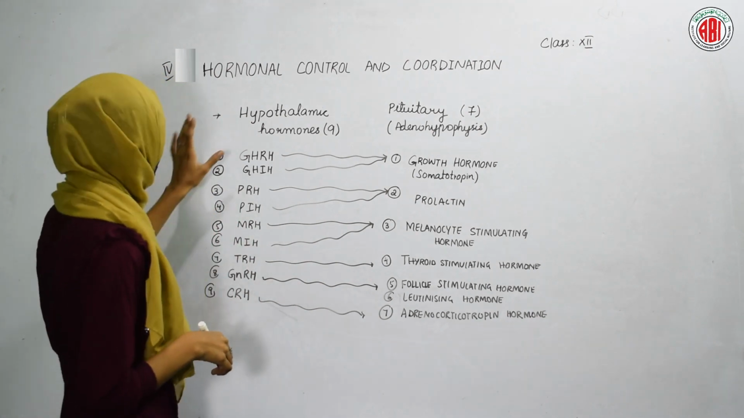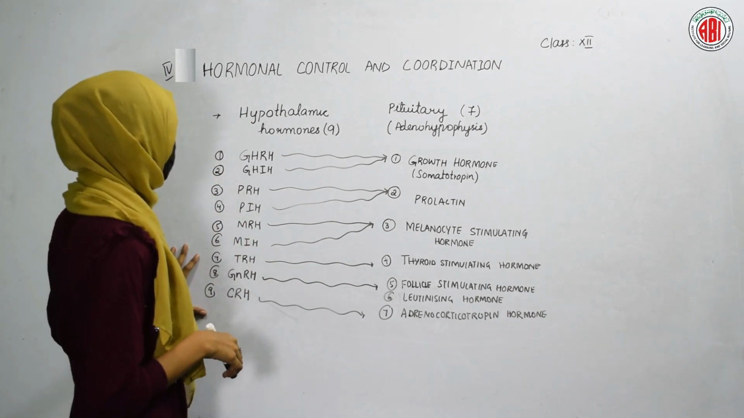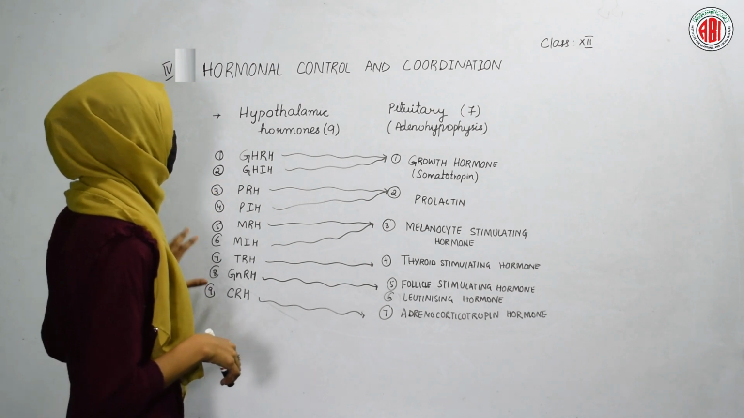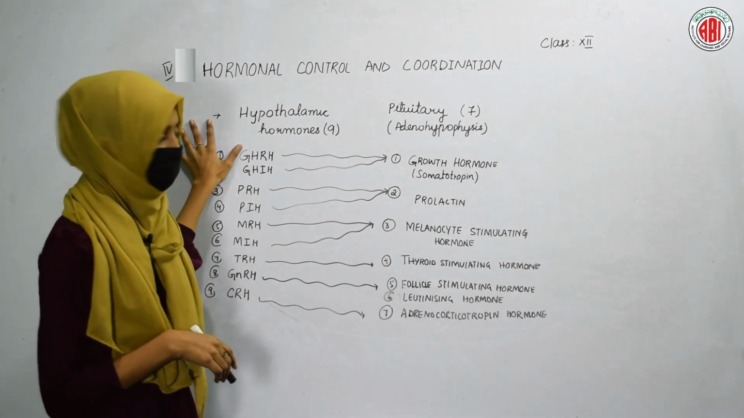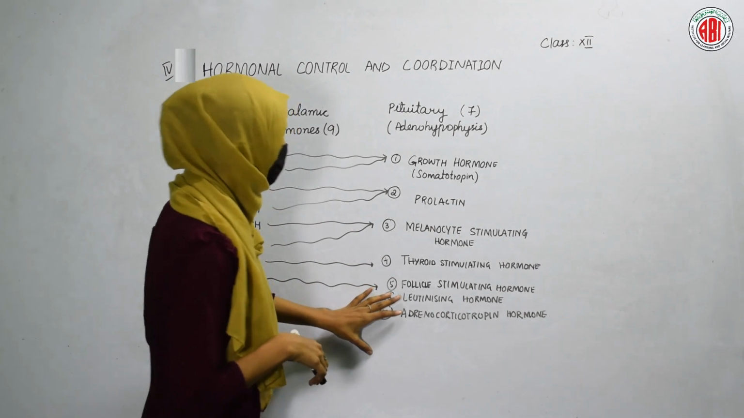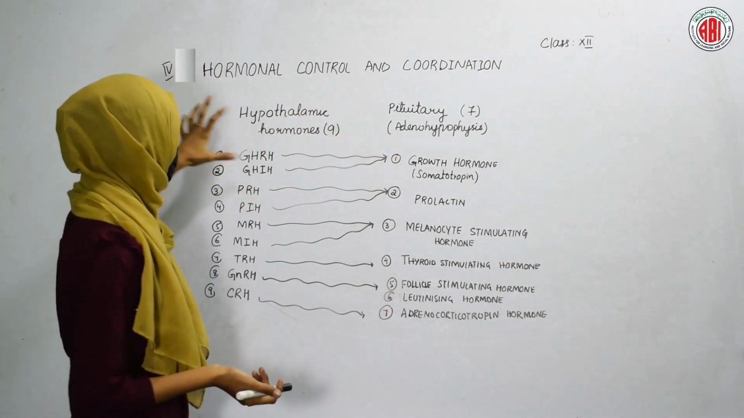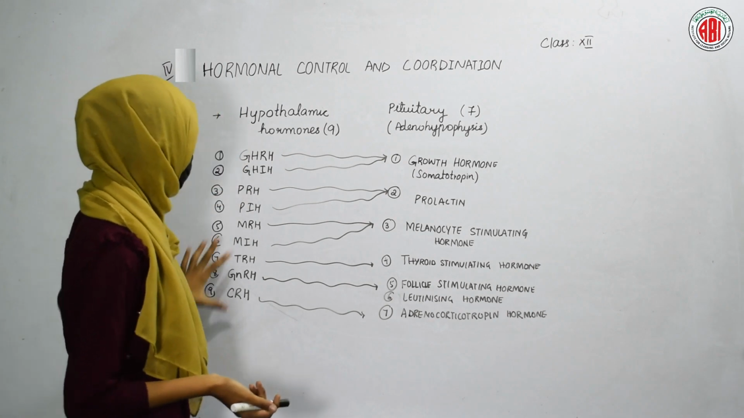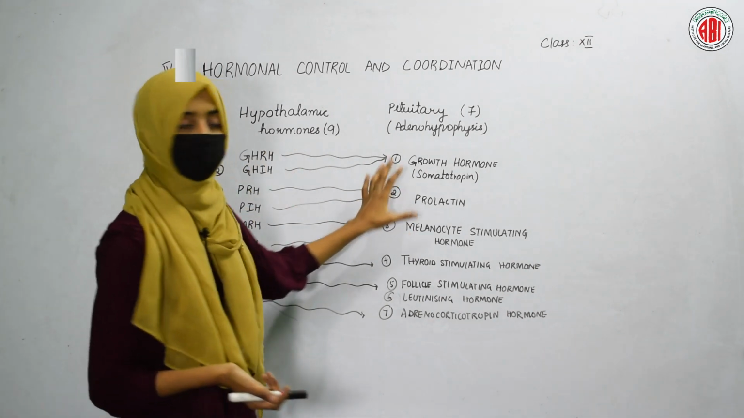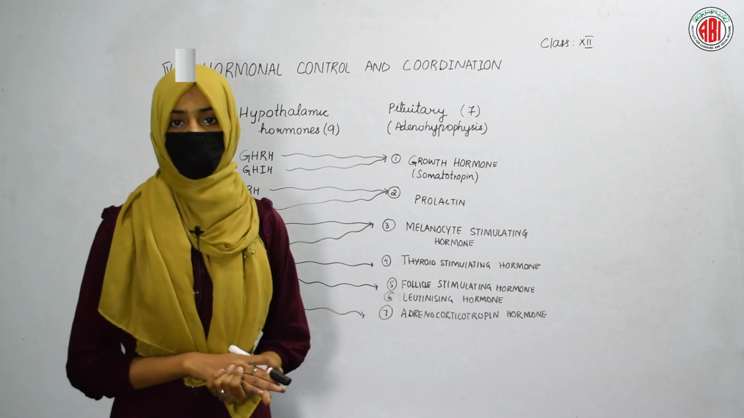In this way, these are the different hormones that are secreted by the hypothalamus, and these are the different hormones that are released by the pituitary gland. In total, 9 hypothalamic hormones are present and 7 pituitary hormones are present.